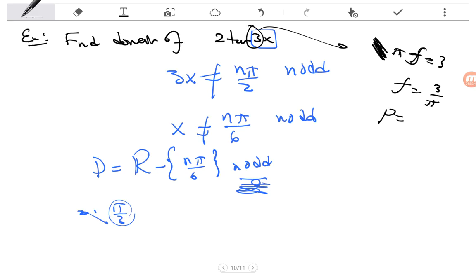And the period will be, for this function, when you change what is inside the tan, pi over 3. The reciprocal of the frequency. Okay?